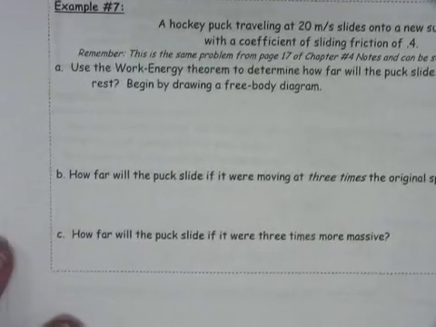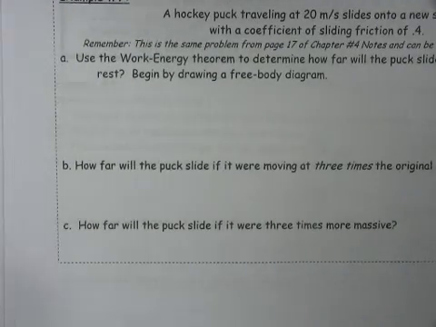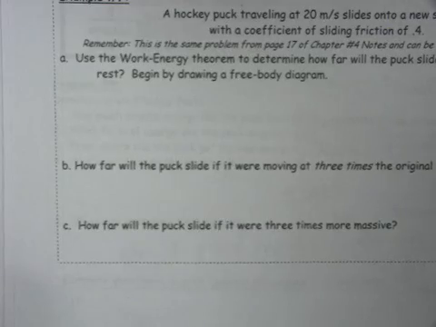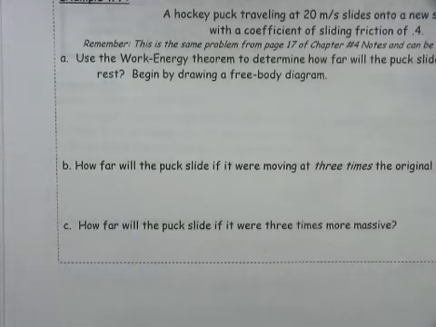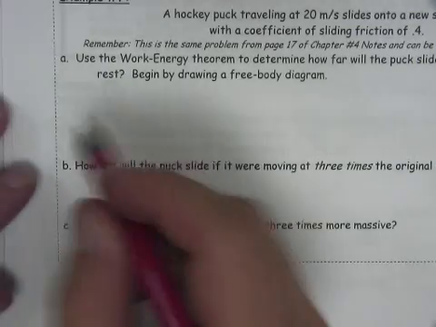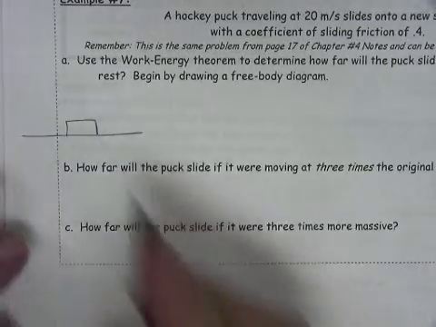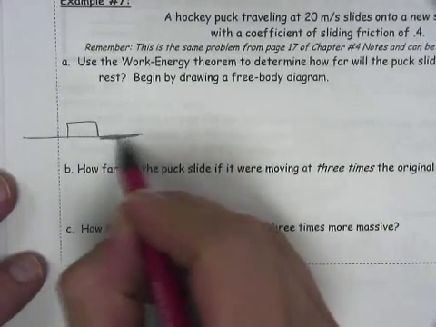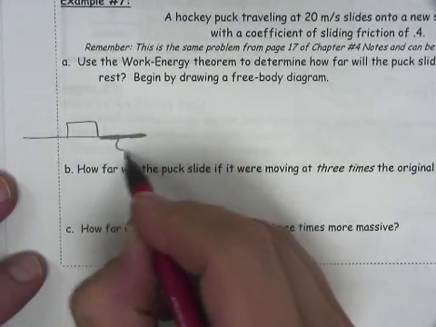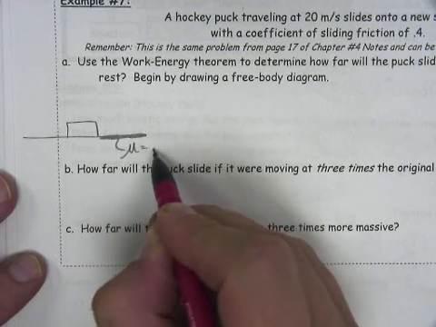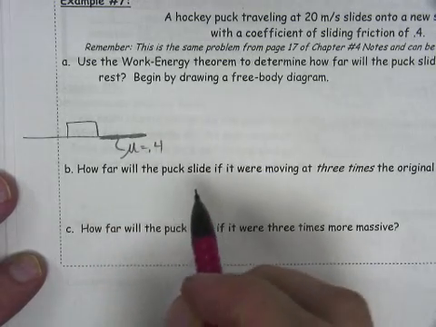And you're going to find out that once you figure this out, I think the work kinetic energy theorem is going to be pretty powerful. So let's draw a free body diagram of this puck slowing down, and then we'll finish it out. So here's our puck. We're going to have it encounter a different type of surface. The coefficient of friction between that surface and the puck is going to be 0.4.